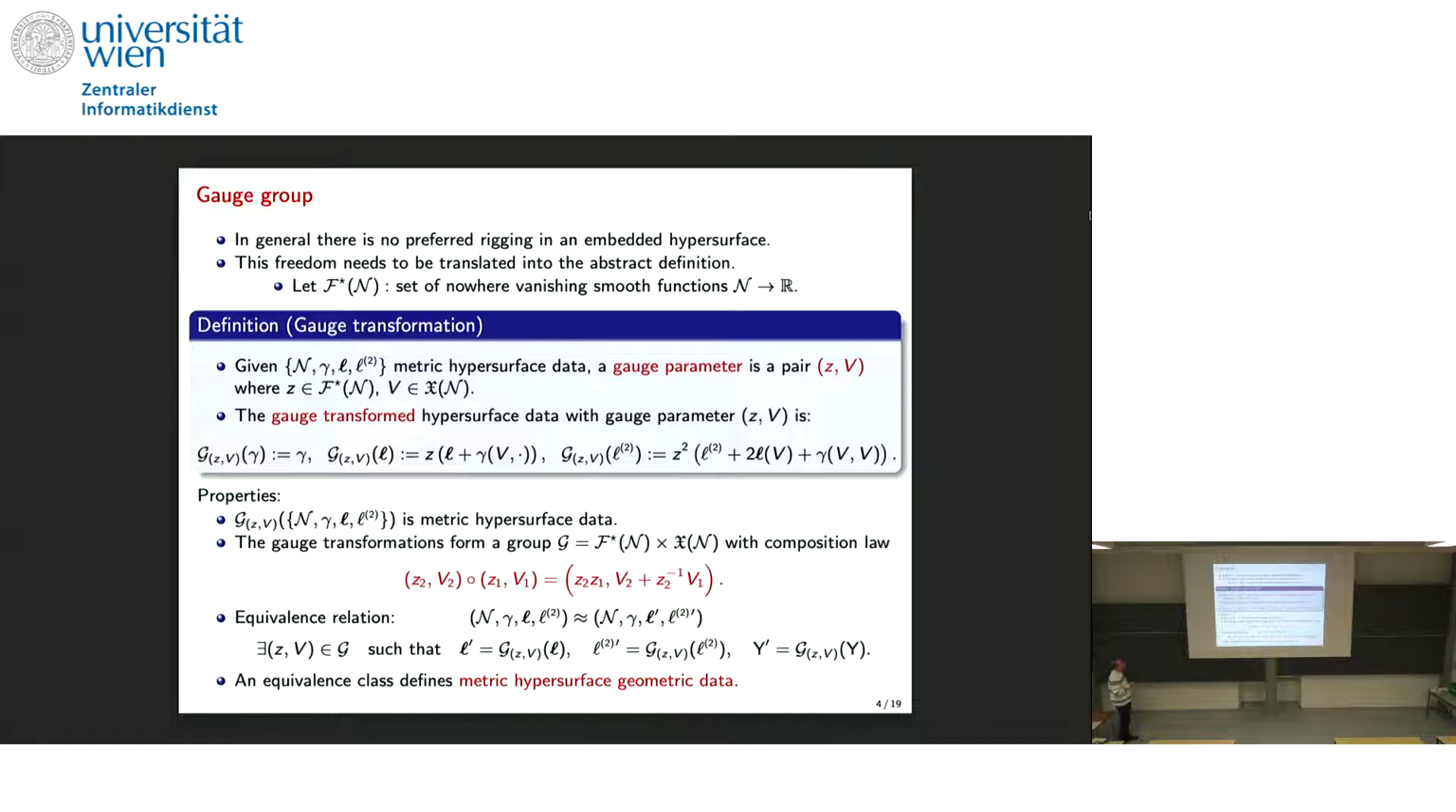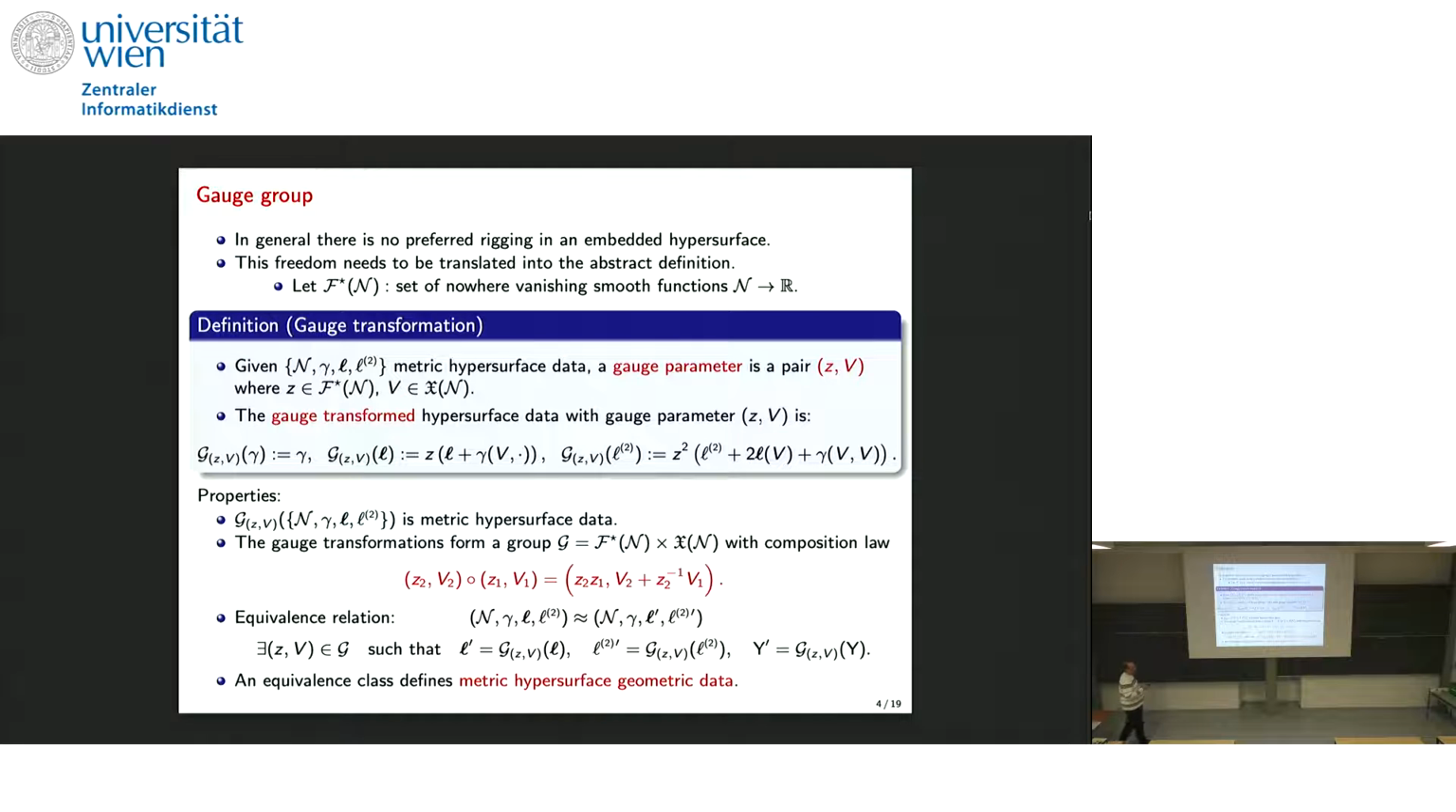Okay? And that means that what one has now is a collection of metric hypersurface data for the manifold N, and we will identify these two quantities whenever they are related by a gauge transformation. So in that sense, we will consider metric hypersurface data related by these gauge transformations as geometrically the same quantity, and we will call them metric hypersurface geometric data.